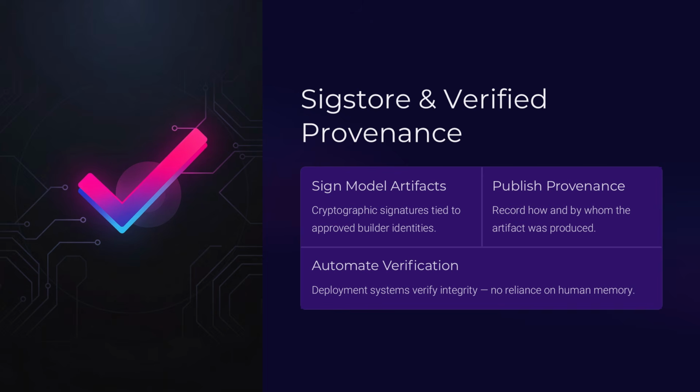Now that you understand maturity frameworks, let us examine Sigstore, which supports verified signing and provenance. Sigstore provides mechanisms for signing artifacts and verifying signatures, helping organizations build trust in software distribution. In the context of artificial intelligence, Sigstore concepts can support signing model artifacts, verifying that an artifact came from an approved builder identity, publishing provenance information about how the artifact was produced, automating verification during deployment. This reduces reliance on manual trust.